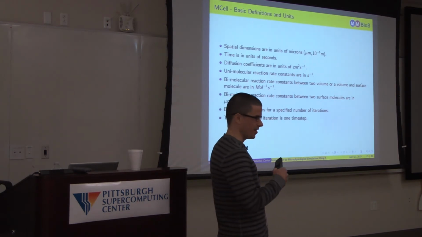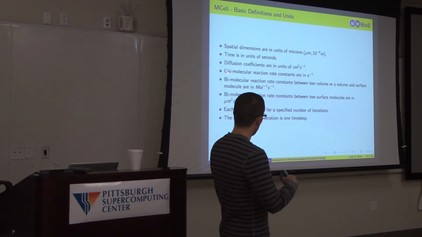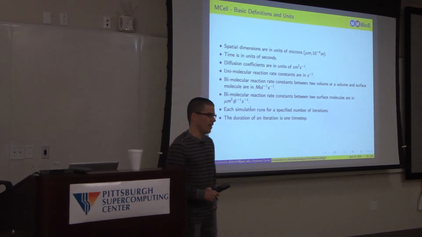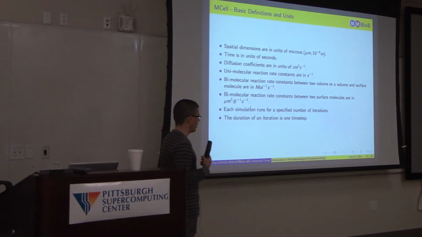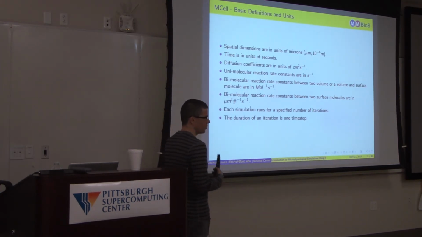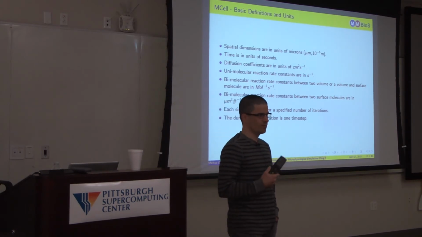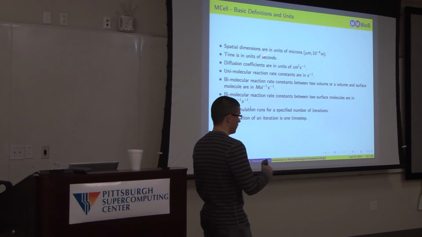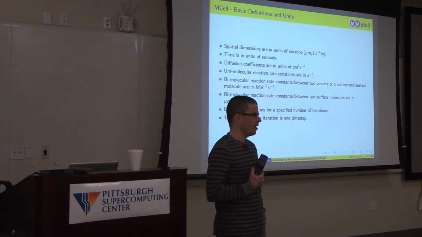The units that MCell expects, I'm just going to list them here. Spatial dimensions in microns, time in seconds, diffusion coefficient in centimeter squared per second, and so forth. So you can read it yourself. Be very careful about making sure that the numbers you use based on experiments or literature have the right units, and if not, convert them.